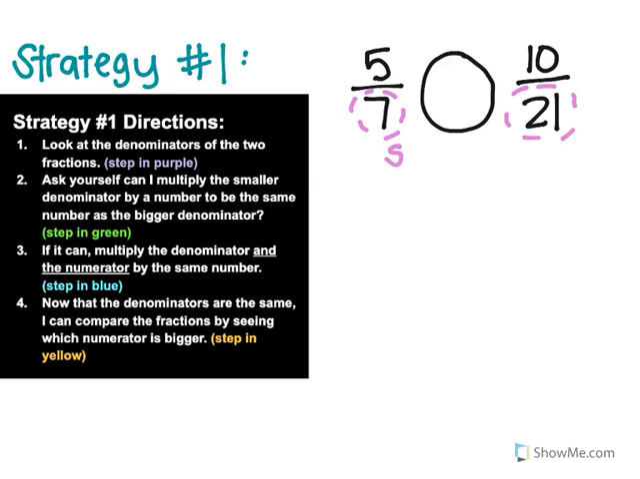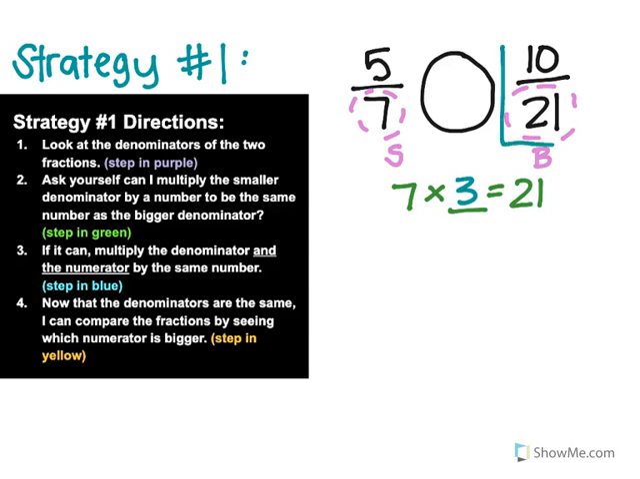So 7 is smaller, 21 is bigger. So now I ask myself, what would I multiply 7 by to get to 21? I'll give you guys a second to think about it. You should find, if you need to pause the video, you can. You should find that you would multiply 7 times 3.